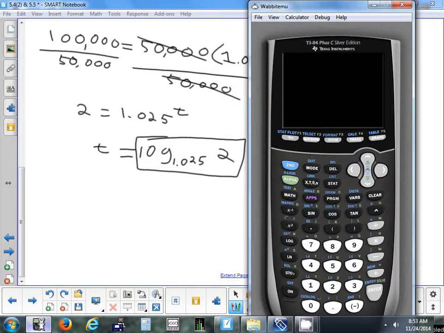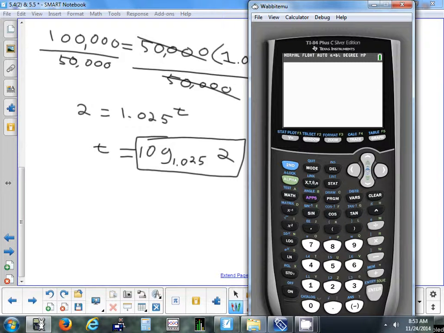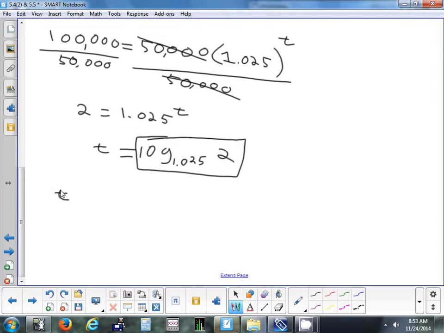But Andrew, do you remember how to do it on here? Oh yeah, I go to math and then it's to the thing and then it's down. Log base. Yep. So if you have one of these, you can actually type in whatever you want for the base. 1.025 and 2. Right, and it's 28.07 years. Good, it's good you remembered that.